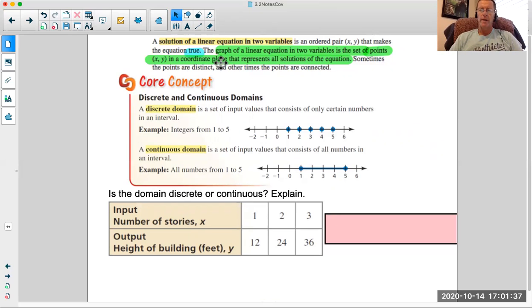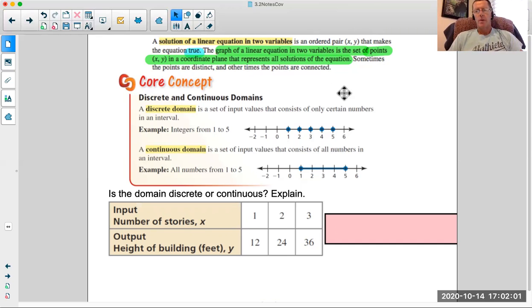So real important here, in green, it says the graph of a linear equation in two variables is the set of points, x comma y, in that form, in a coordinate plane that represents all solutions of the equation. So when you graph a line, that's graphing all the solutions of that particular equation, okay? There's an infinite number of pairs that make up the line, okay?